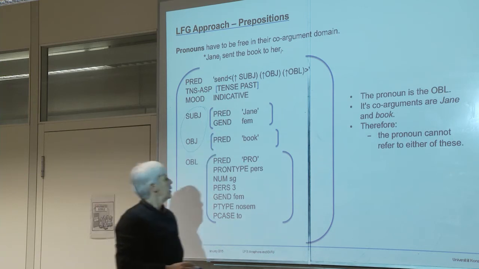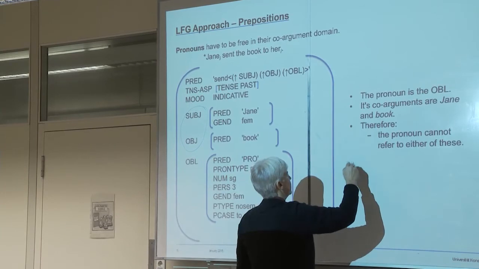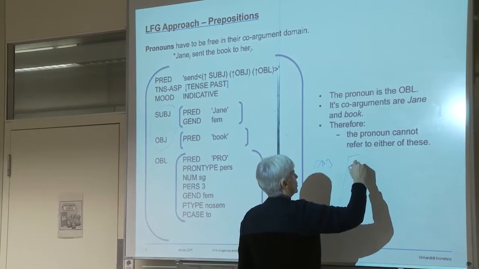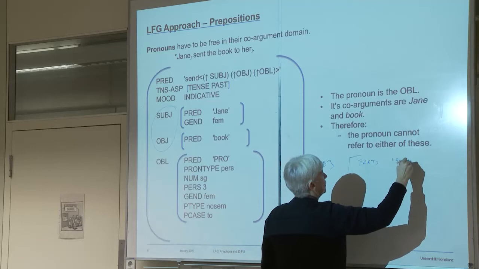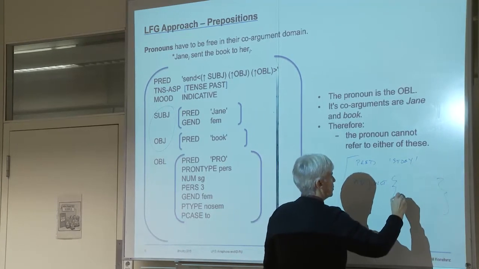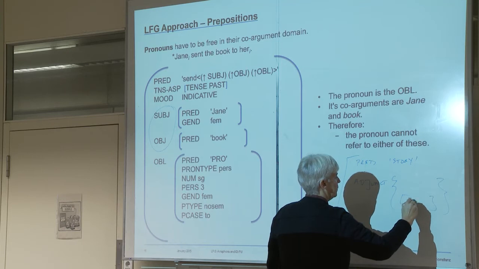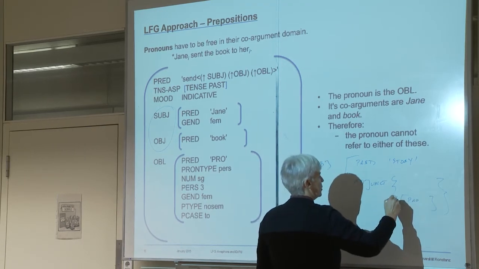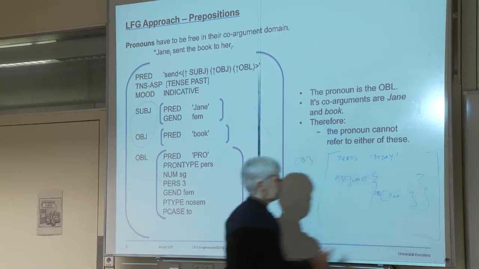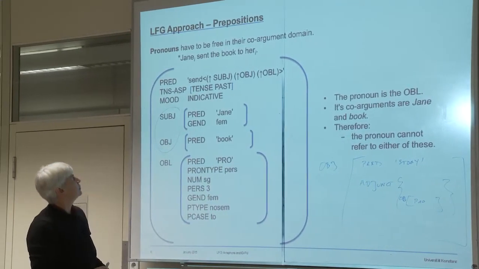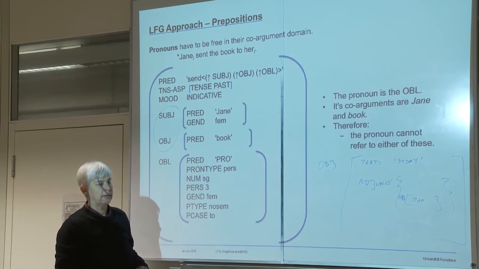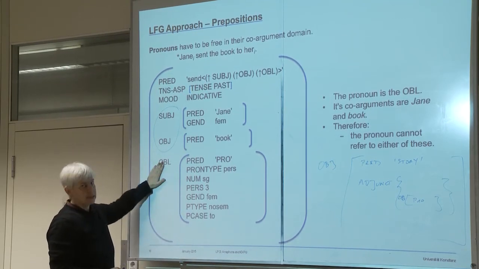Okay. And what's the difference? The difference is that the other time we had an object, and the object contained, that was the pred story, and that contained an adjunct which had the pronoun in it. Okay. And the pronoun was an object in this adjunct. So that's the difference that's going on here. Before it could refer to Jane because it was not in its co-argument domain. Now it can't refer to Jane because it is in its co-argument domain.